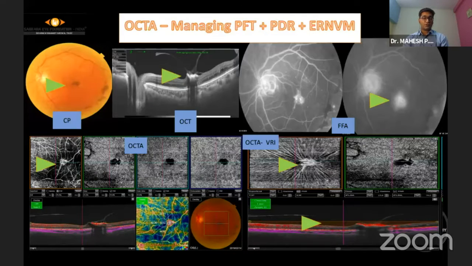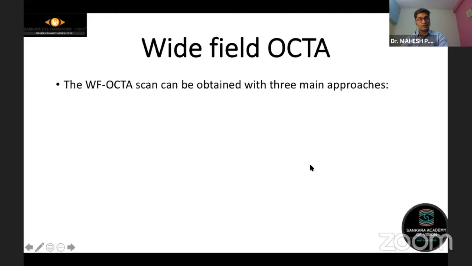And the new kid in town, ERNVM, is very well identified in the VRI slab, or vitreoretinal interface slab, where we can see the new blood vessels very well, as we can see in this case.